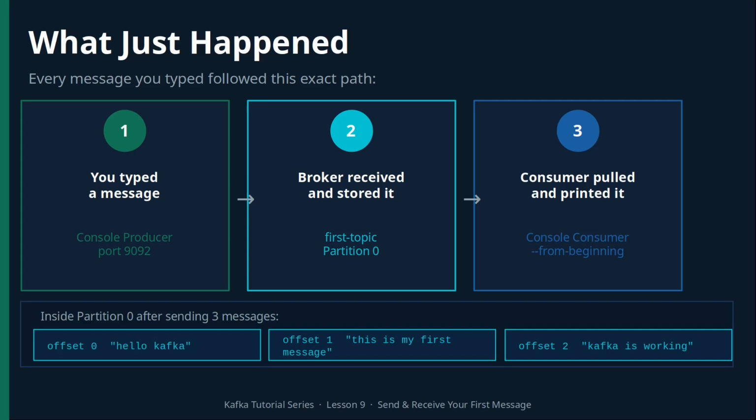You can see at the bottom what the partition looks like after 3 messages. Offset 0 holds Hello Kafka. Offset 1 holds This is my first message. Offset 2 holds Kafka is working. Each message permanently stored at its own offset, exactly as you learned in Lesson 3.